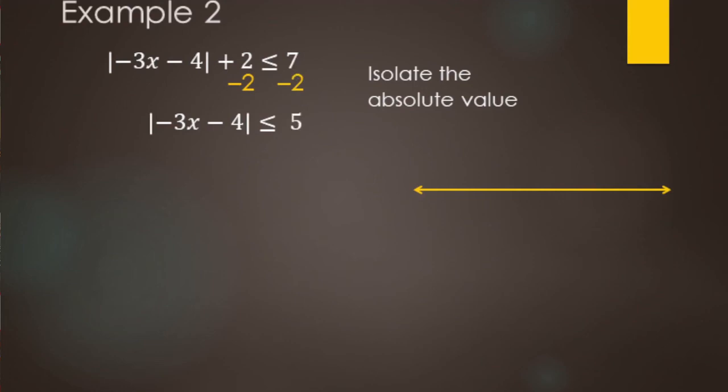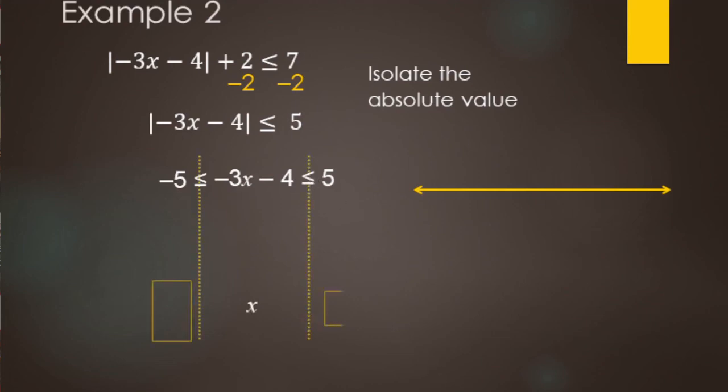And now we can kind of split it up into the positive case and the negative case. So there's our positive case. Negative 3x minus 4 is less than or equal to 5. And then it's got to be greater than negative 5. So negative 5 is less than or equal to negative 3x minus 4 is less than or equal to 5. Now we just solve. So we want to get x by itself and then the values on either side here and here. So undo the minus 4 with a plus 4 to all three sides.